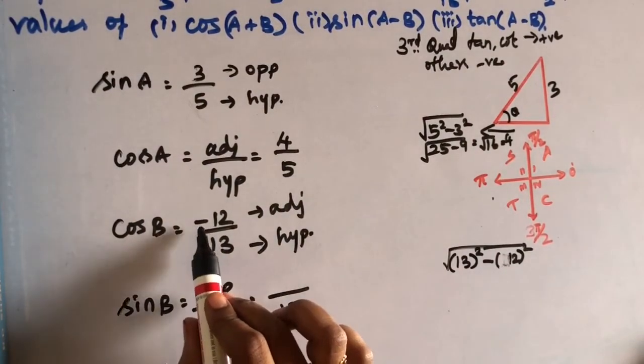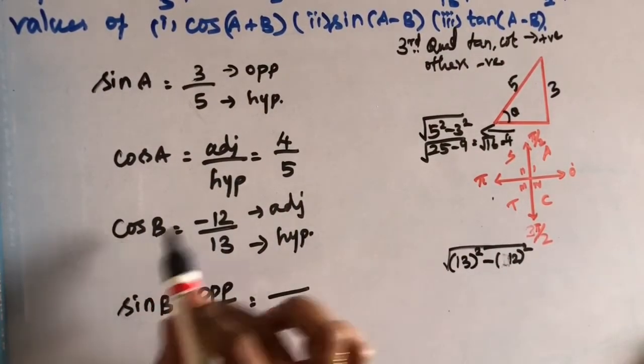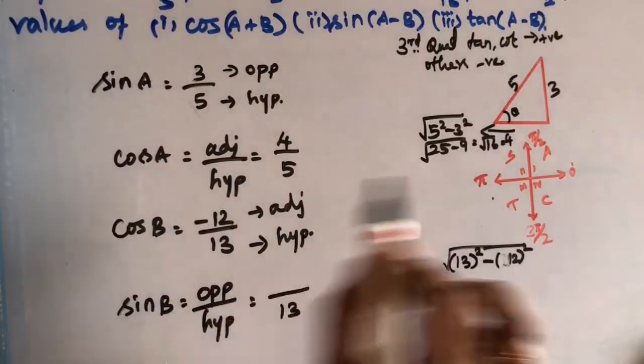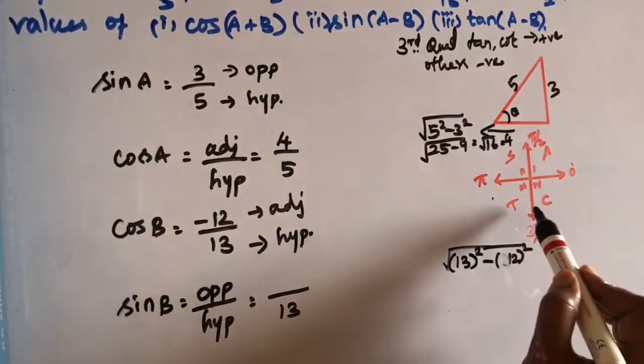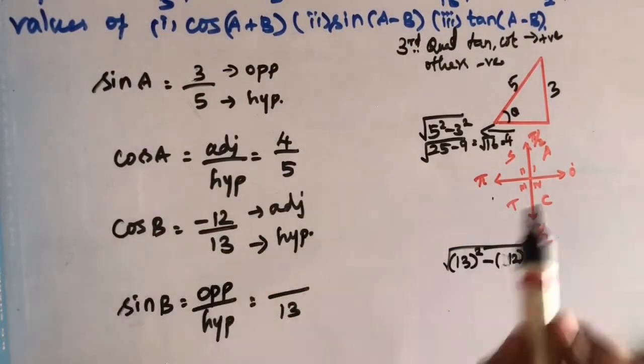So this minus denotes that cos B lies in the third quadrant. So only cos is negative in the third quadrant. B is in the third quadrant. So for cos we have put negative.